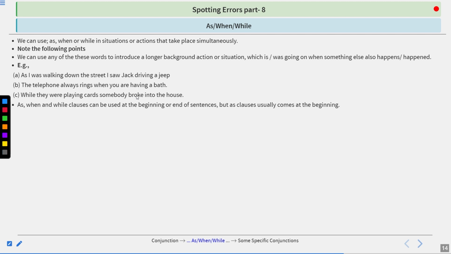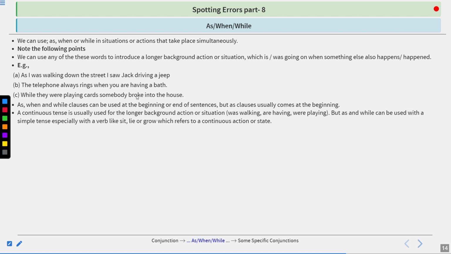As, when, and while clauses can be used at the beginning or end of the sentence, but as clauses usually come at the beginning. So use as at the beginning. A continuous tense is usually used for the longer background action or situation, like was walking, are having, were playing. But as and while can be used with a simple tense, especially with a verb like sit, lie, or grow, which refers to a continuous action or state. Example, as I sat reading the paper, the door burst open.